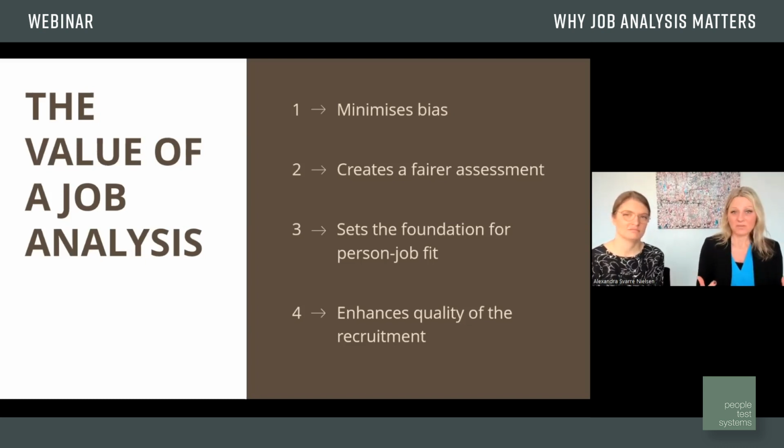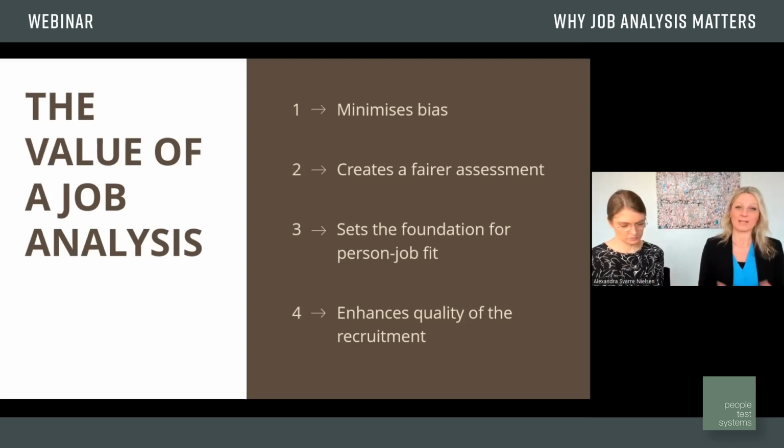And then number 3, it sets a foundation for the person-job fit, because it's not really ambitious to think that you're able to find the perfect match if you don't know exactly what the requirements are for this particular job. When you know what the requirements are, then you can build the whole process on that strong foundation. And then definitely it enhances the quality of the recruitment. Why is that?